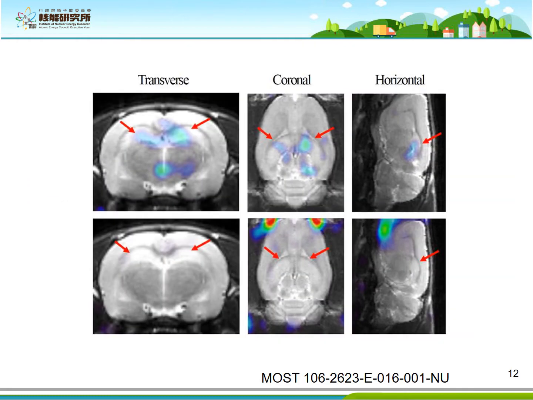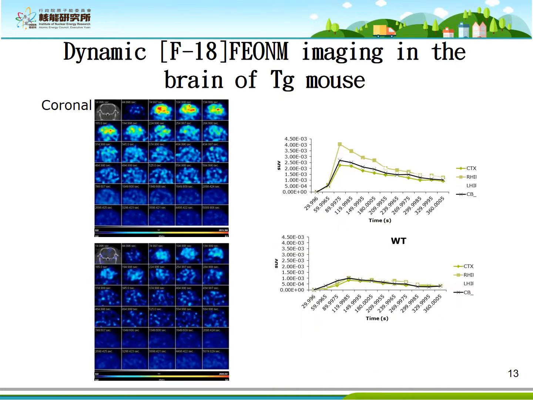From the STZ-induced tau protein animal model, we also found fluorine-18 Feon is highly uptaken on the hippocampus. Dynamic fluorine-18 Feon imaging in the brain of both beta amyloid and tau protein transgenic mice has shown that the uptake on the transgenic mice is higher than the wild-type mice on its hippocampus to cerebellum.